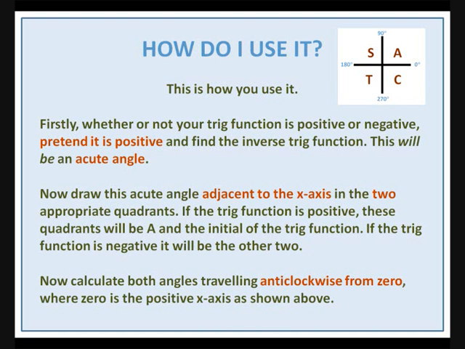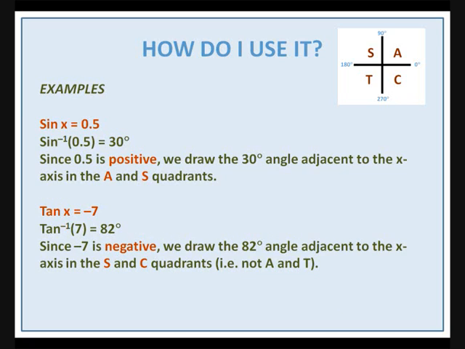So how do I use it? This is how you use it. Firstly, whether or not your trig function is positive or negative, pretend it is positive, and find the inverse trig function. This will be an acute angle. Now draw this acute angle adjacent to the x-axis in the 2 appropriate quadrants. If the trig function is positive, these quadrants will be A and the initial of the trig function. If the trig function is negative, it will be the other 2. Now calculate both angles, travelling anti-clockwise from 0, where 0 is the positive x-axis as shown above.